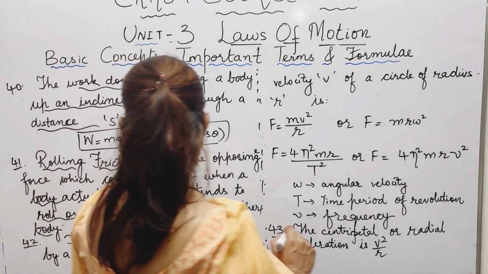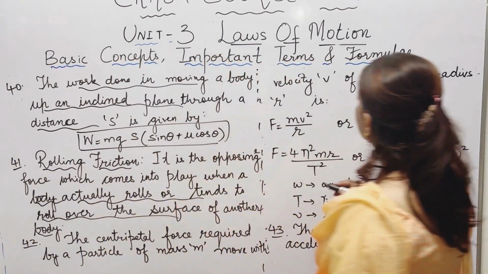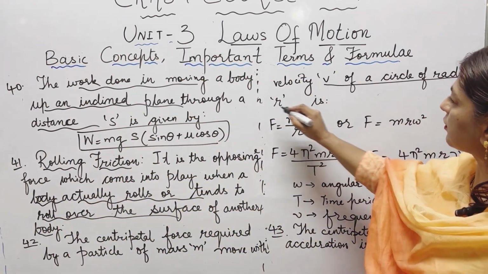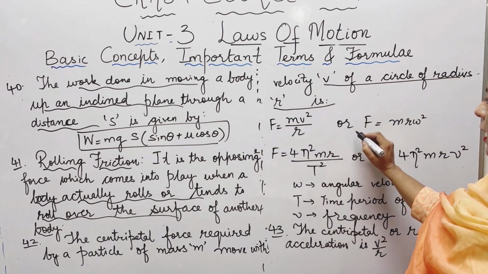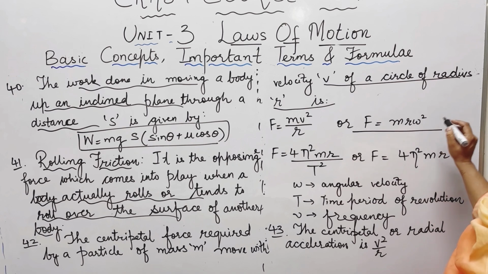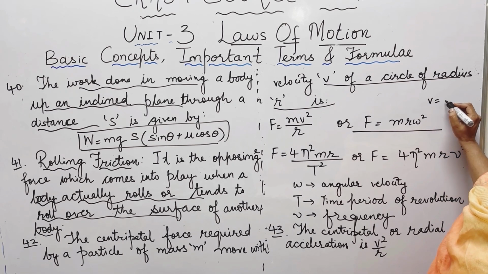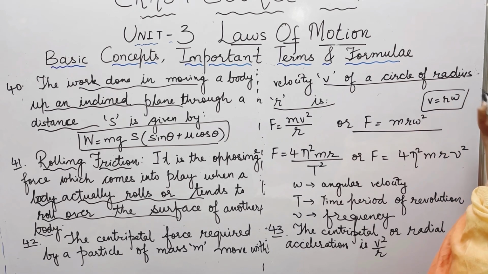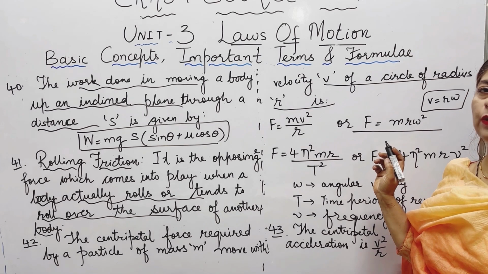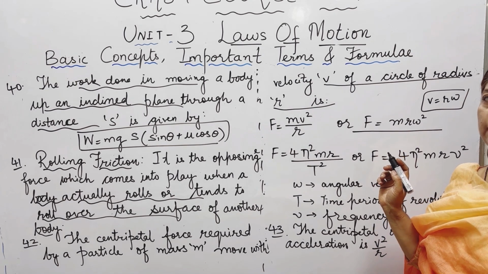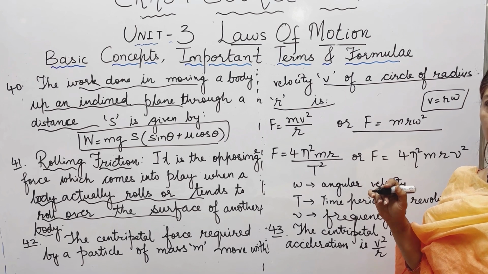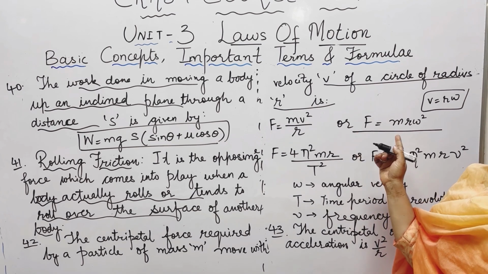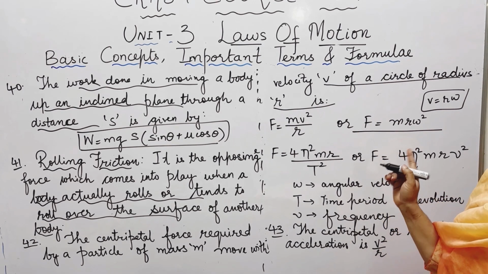The next is about the centripetal force. Centripetal force required by a particle of mass m moving with velocity v in a circle of radius r is given by F equal to mv square by r, or F is equal to m r omega square. V is equal to r omega. These relations, angular velocity and angular acceleration, we have already discussed in unit number 2, kinematics. You can see the link below and find those terms related to circular motion.